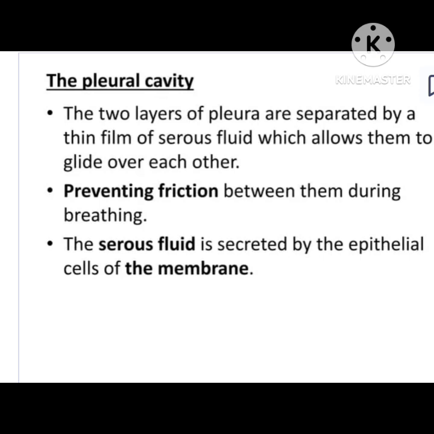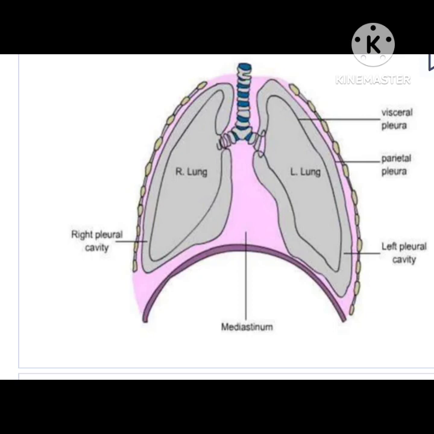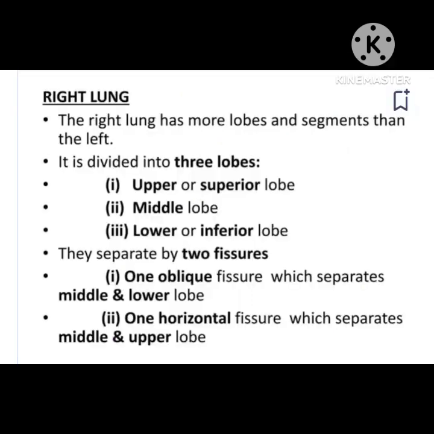So this is the pleural cavity. You can see here in this diagram, right and left lung, with the presence of parietal and visceral pleura. The right lung has more lobes and segments than the left.